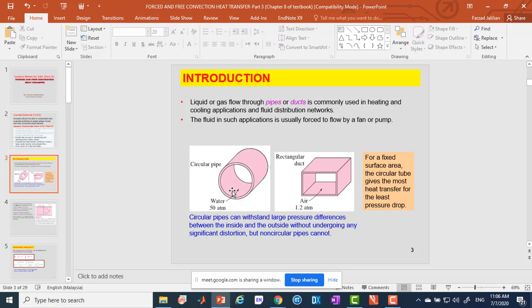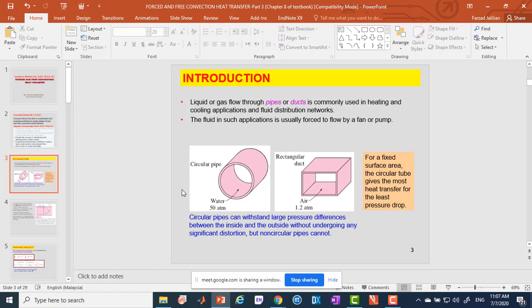We will also calculate the energy which is required, or the pump size, for example, to pump the fluid into the pipe or duct to have a desired flow in the pipe or duct. And as you may notice, usually the pipes have a cross-sectional area like this. They are circular pipe. But you may not know the reason for that.